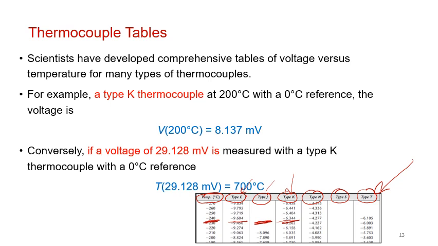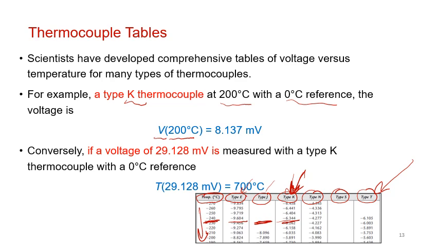Let us see what he wants to tell us in this example. He said, for example, a type K thermocouple at 200 degrees Celsius with zero reference. Remember the reference which we said we will put in an ice bath. It's 0. You will find the voltage is V of 200 degrees Celsius for K-type. So you will go to K-type. As I told you, it's in the table after a while. Under K-type, you will look for 200 degrees Celsius here. 200, not minus 200, 200. Go down.